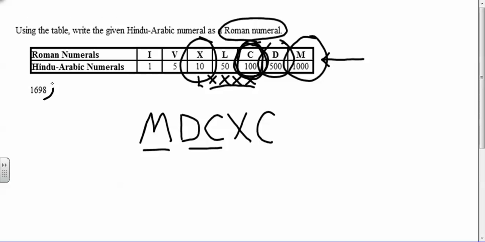And then lastly, we have the ones digit, which is 8. Again, we cannot have 8 ones, so we're going to have to get this through addition. So we're going to write down 5, and then we're going to add 3 ones to that. So 5 plus 3 is 8.